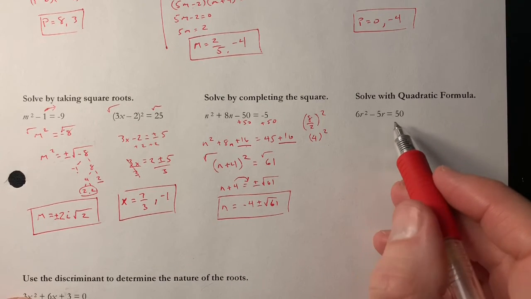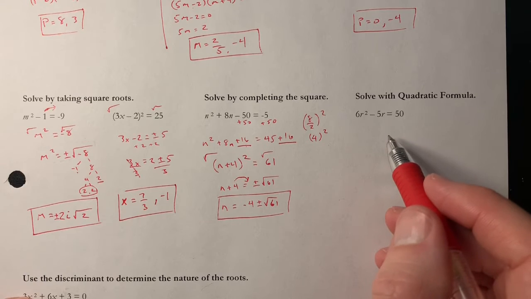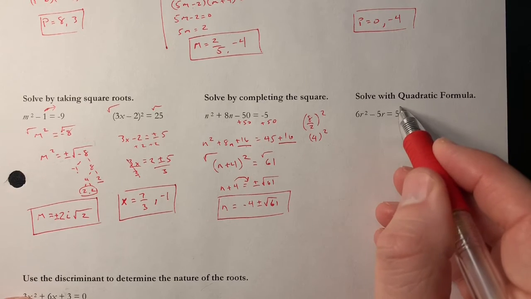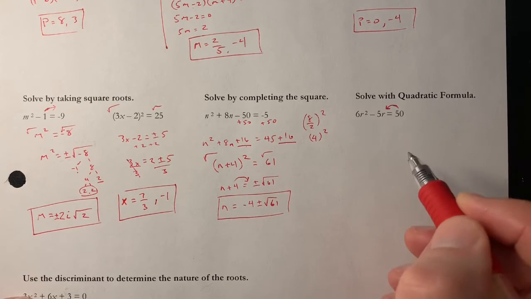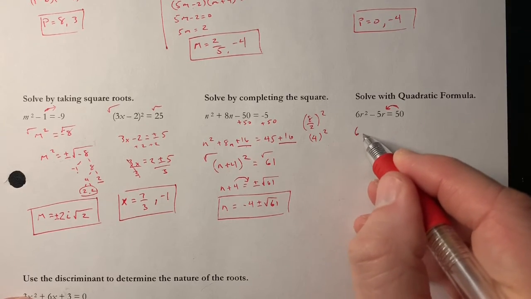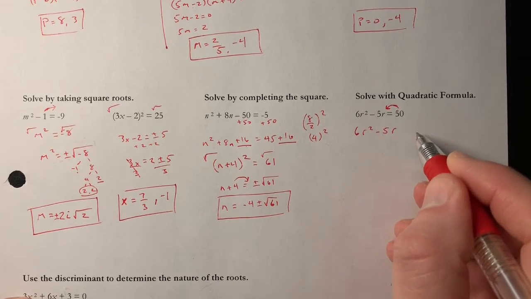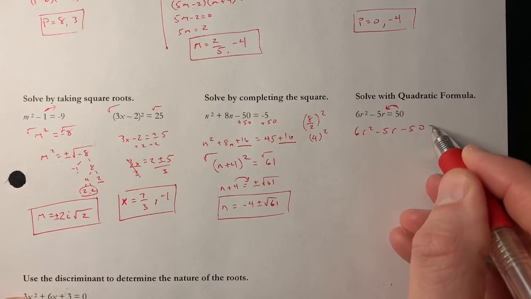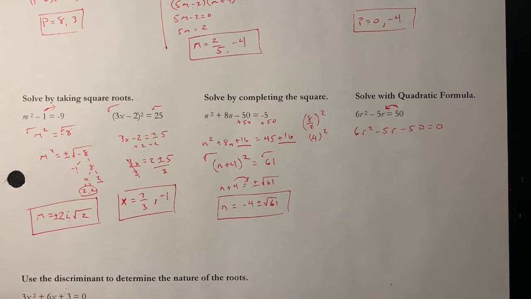And last in this line, solve with the quadratic formula. In order to do that, I need to set it equal to 0. I've got to move that 50 right there. So I've got 6r squared minus 5r minus 50 equals 0.